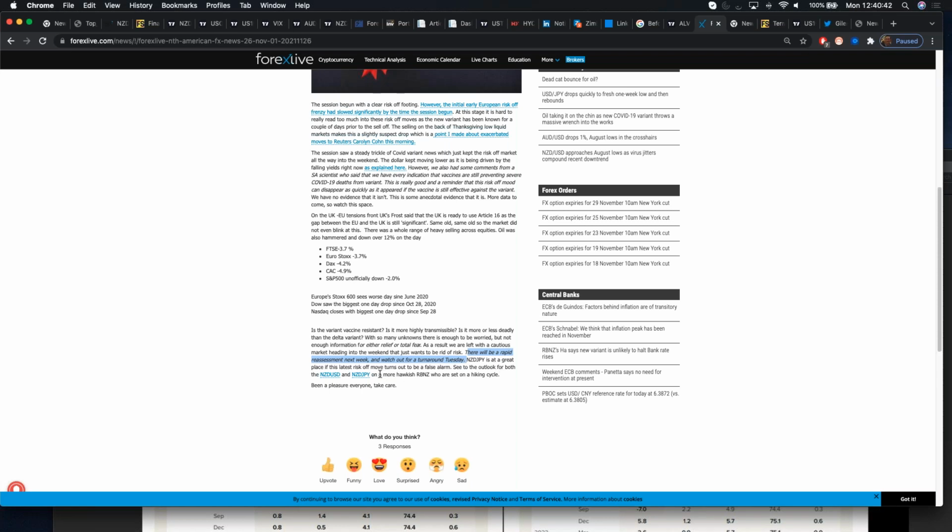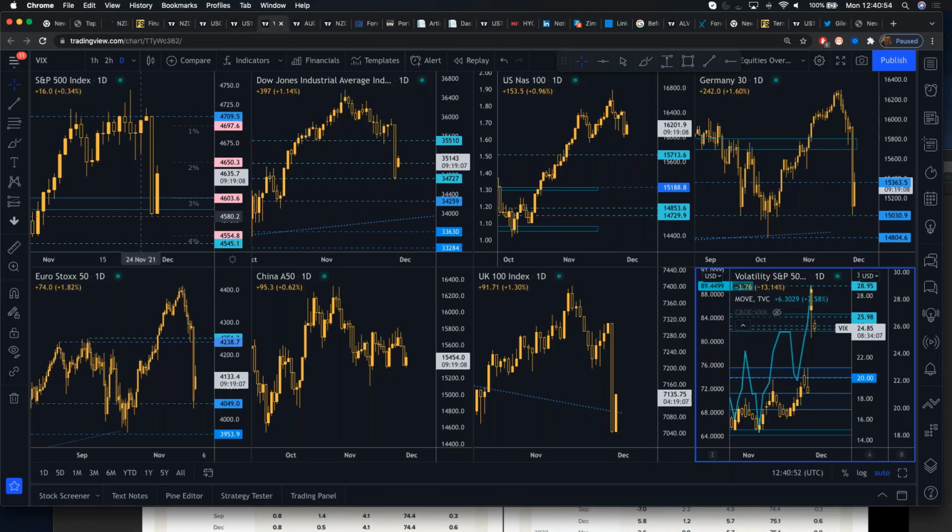New Zealand dollar yen is at a great place if this latest risk-off move turns out to be a false alarm. Right. So in other words, just recognizing that there's so much uncertainty and unknowns in markets at the moment, and we could see a rapid turnaround. Okay, so watch out for a rapid turnaround this week.